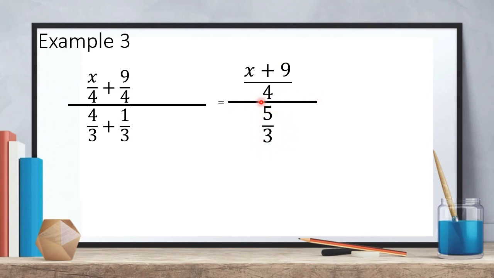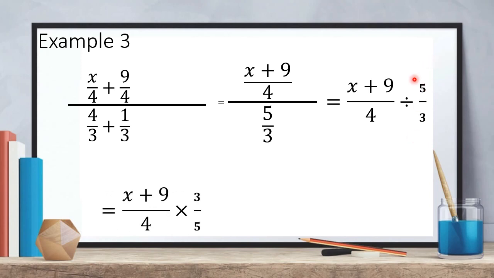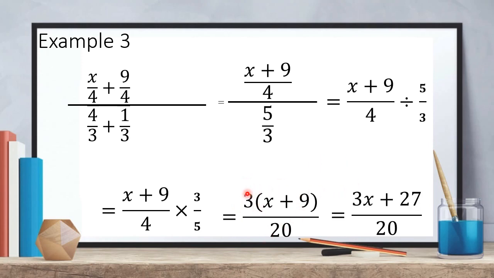Now that I have finished simplifying the numerator and the denominator, it's time to turn this big dash, this main dash, into a division sign. Then the division is turned into multiplication, and I write the reciprocal of 5 over 3, which is 3 over 5. I can multiply. Here I can keep it like this because there is nothing to cross out, or I can expand it: 3 times x is 3x and 3 times 9 is 27.